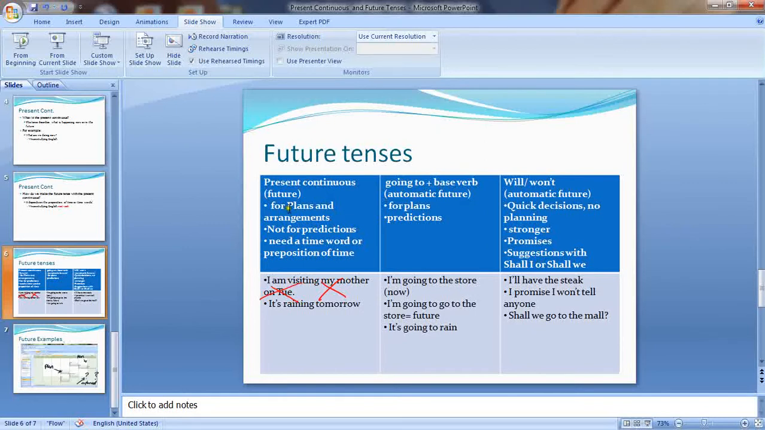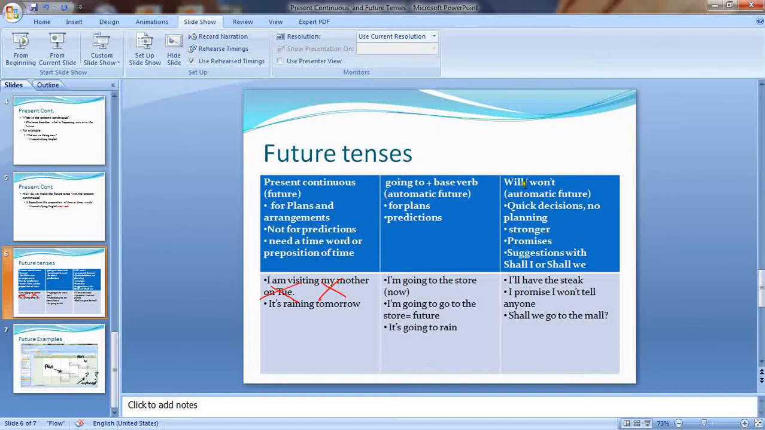But it's going to plus base verb. You can say I'm going to the store. It's not base verb. I'm going to the store on Friday, or I'm going to the store, which means now. So that would be just normal present continuous. Going to plus base verb is automatic future. I know going to looks like the present continuous over here, but it's not. It does have the verb to be, going to, but if you have the base verb there, then it's the future.